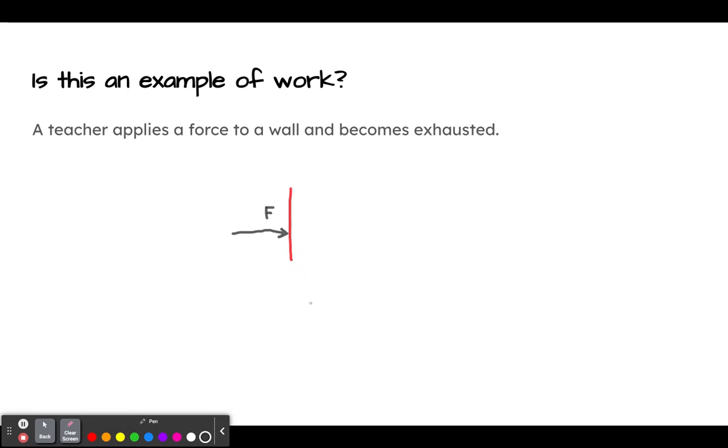And so even though I'm exerting energy to push, the wall just has too much, what's the word, inertia, to actually move. And so is there a net force? Yes. Is there a displacement? No. And so is any work done? The answer is no.